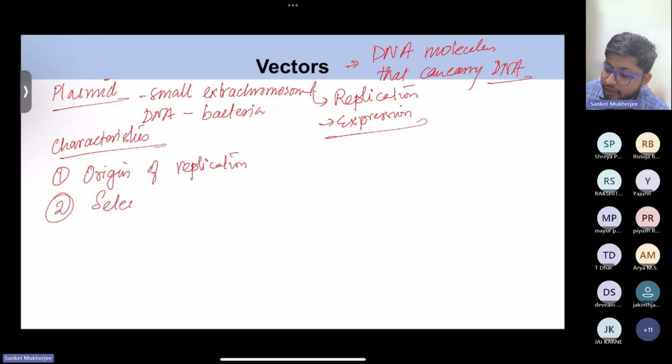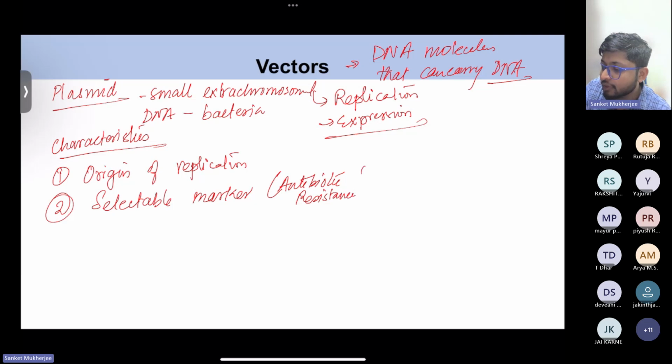Another thing is there should be a selectable marker. Most of the time, the selectable marker used is antibiotic resistance. So for example, you have inserted a particular gene inside a bacteria. Now, how would you know that the bacterial colony actually has that particular gene of interest or not? To select that, we use these selectable markers. Mostly they are antibiotic resistance markers. So for example, if there is an ampicillin resistance gene already present in the vector, and you grow the bacteria in the presence of ampicillin, only the ones which contain your gene of interest will be able to grow. So that is the idea.